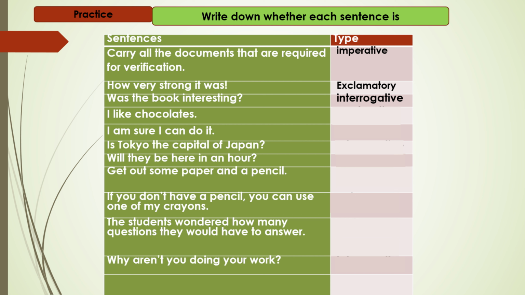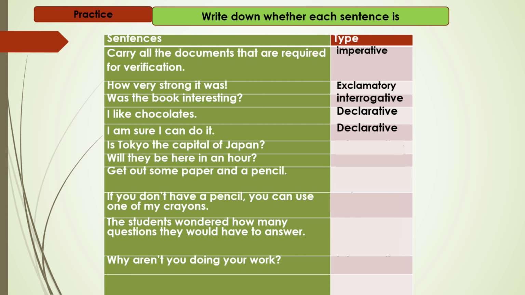The next one, I like chocolates. 1, 2, 3. Yes, it's a declarative sentence. Here I'm telling you that I like chocolates. The next one, I'm sure I can do it. 1, 2, 3. Yes, it's a declarative sentence.